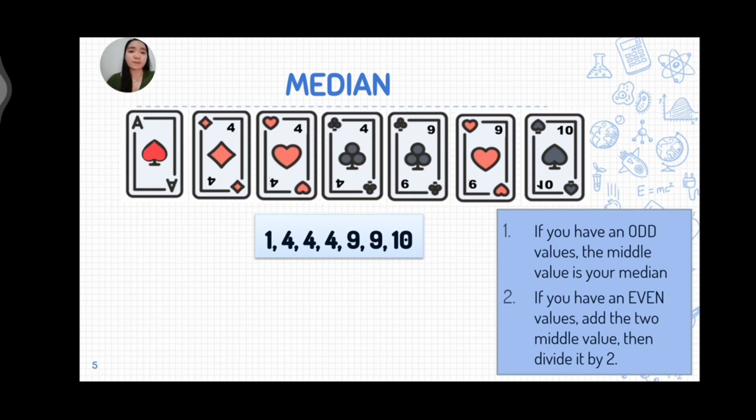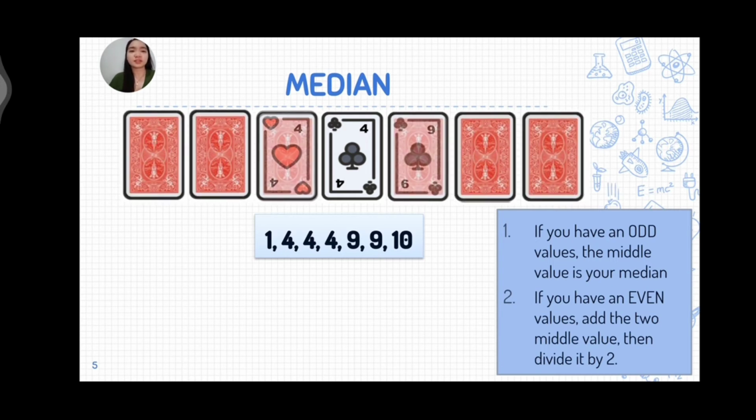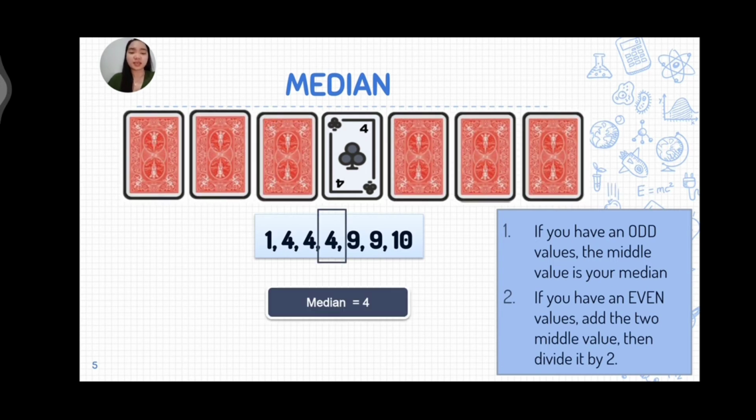Let's see this example. So how many values do we have in the set? 1, 2, 3, 4, 5, 6, 7. So 7, is it odd or even? Oh yes, correct. That is odd. So if we have an odd number of values, we're just going to find the middle value, then that is our median. Okay? So our median is 4.